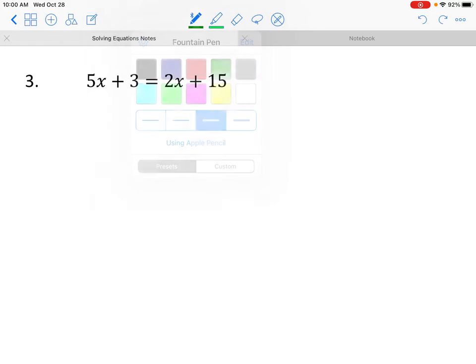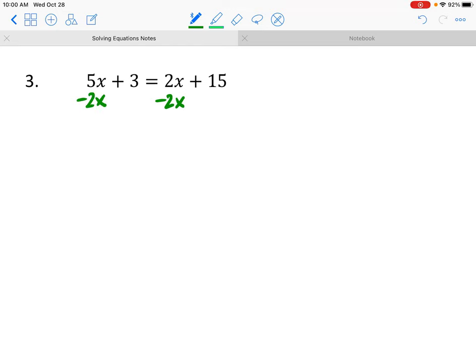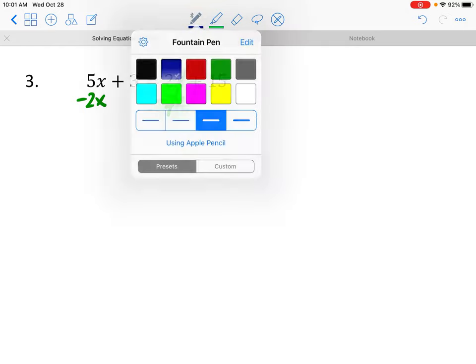Because it's a positive 2x, I'm going to subtract 2x. And when I subtract it from the other side to keep the balance, make sure you subtract from the like term, the other term that also has an x. So it cancels it from this side. Positive 2, negative 2 are opposites. They cancel. So what do I have left?